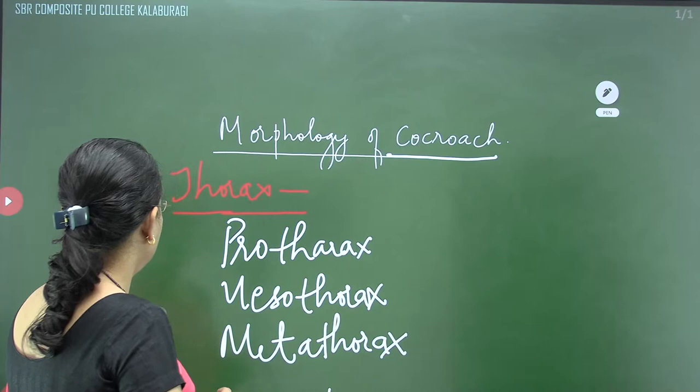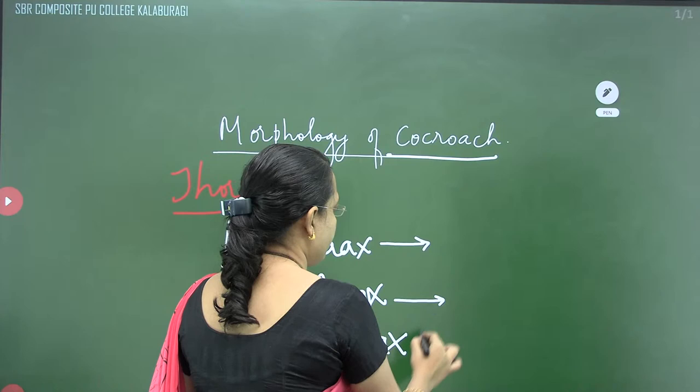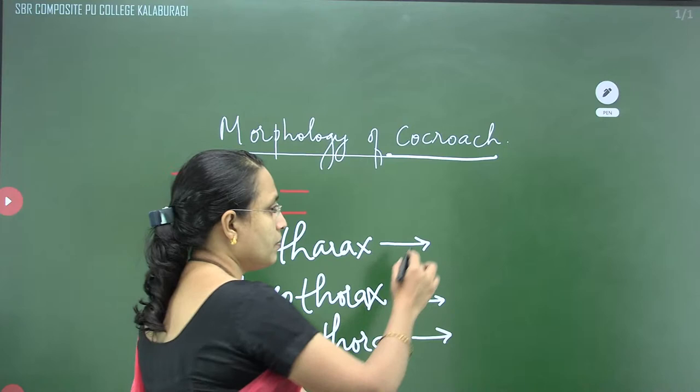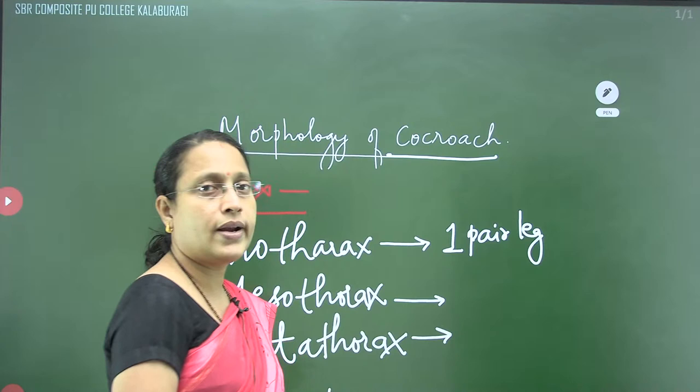Then prothorax, of course, this is towards the head, the first segment it is. In the prothorax, what is situated? Laterally, there is one pair of legs. It means one pair of legs is in the prothoracic region. Remember, the legs here are jointed legs. That's why they are under phylum Arthropoda.